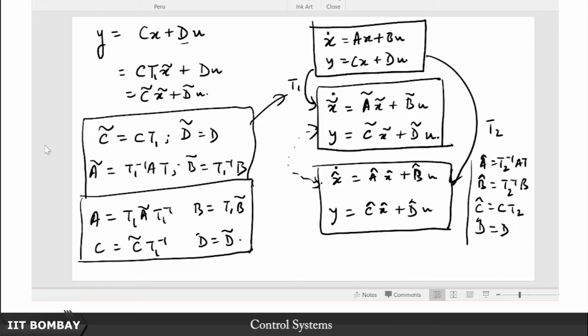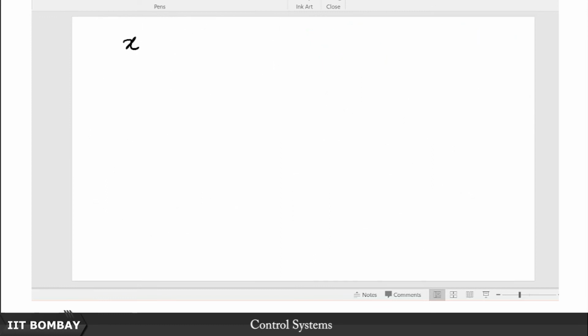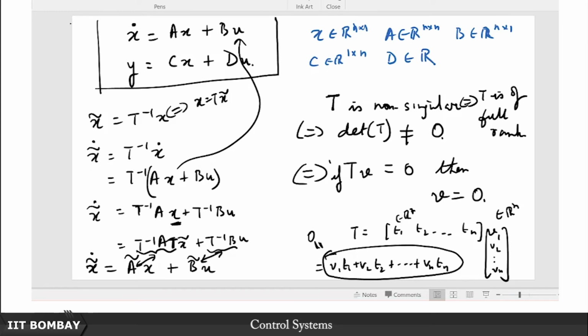Notice that what is this x we have defined here? We have defined this x tilde, so let me go back and correct it and make all of this T1 instead of T, to make it consistent with what we have defined later. I am just changing all the T's to T1 because later on I have introduced T2. So what we have is this x is equal to T x tilde.